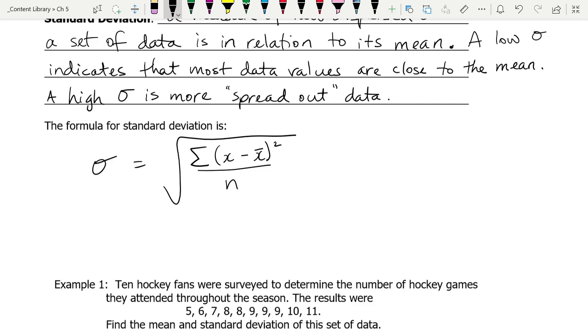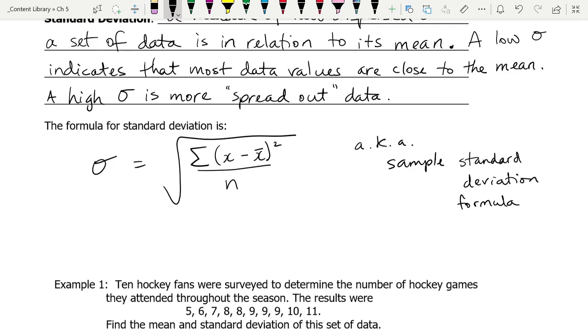There's actually a second type of standard deviation formula where at the bottom they say n minus 1. But that one's for large populations of data, and this is the one mainly for samples of data. So we also sometimes call this the sample standard deviation formula. So standard deviation is the square root of the sum of the data.